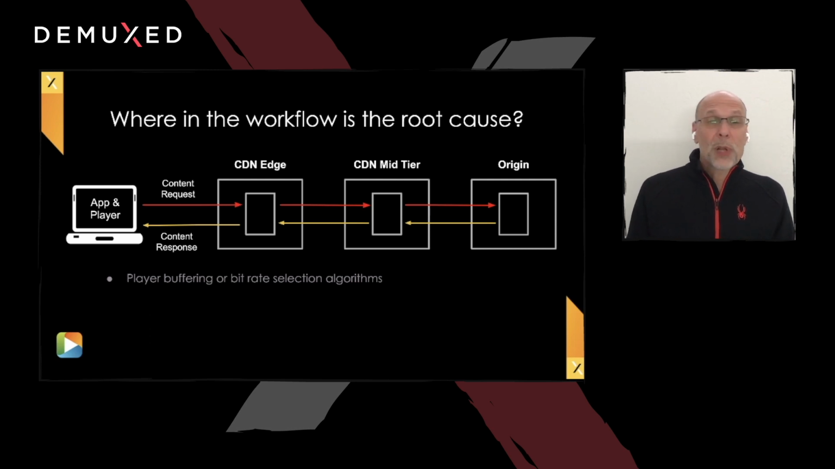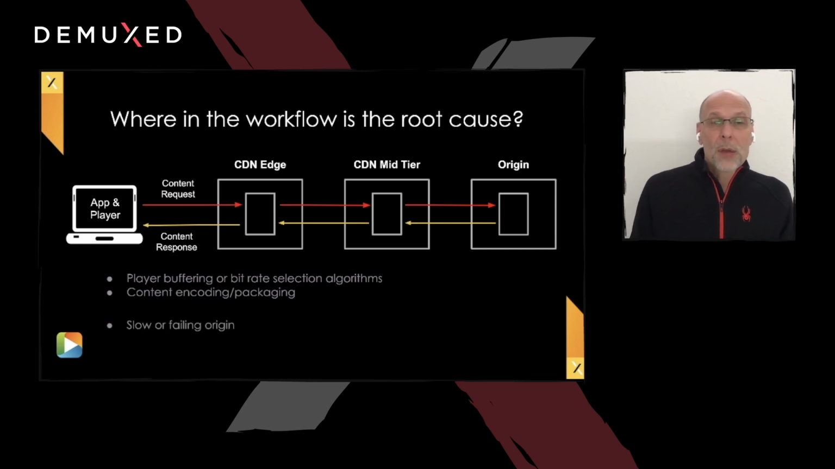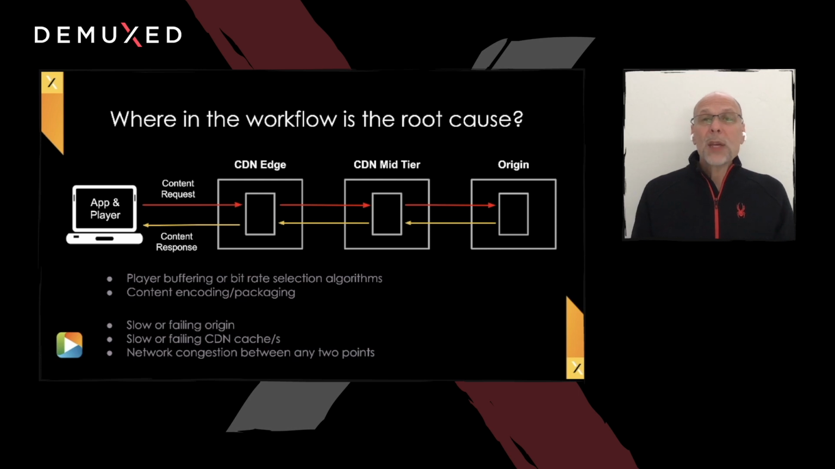Could be an issue with the player, some problem with its buffering algorithm or bitrate selection. It could be an issue with content encoding or packaging. In terms of real-time delivery for VOD, could be just a slow or failing origin, or a slow or failing CDN cache or set of caches. Could also be the network, anywhere in between any of these nodes in the network that could be a problem that's creating latency.